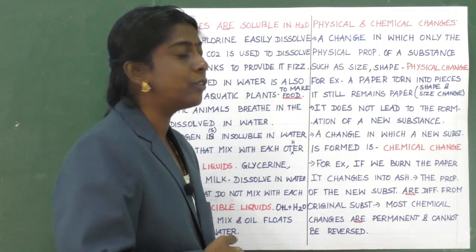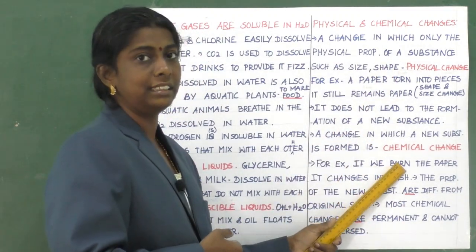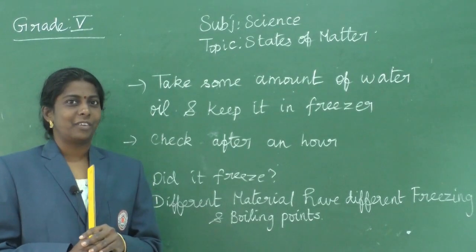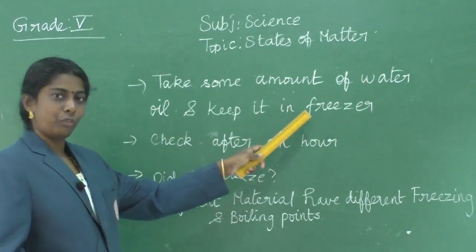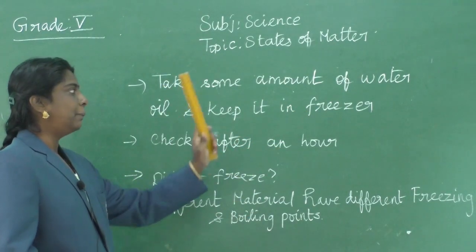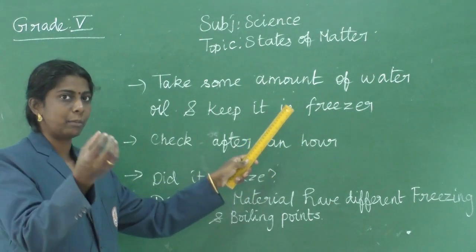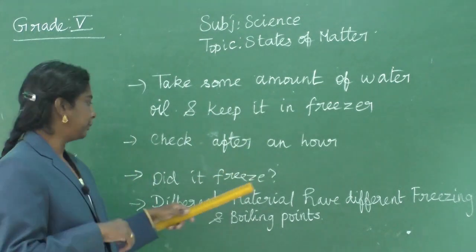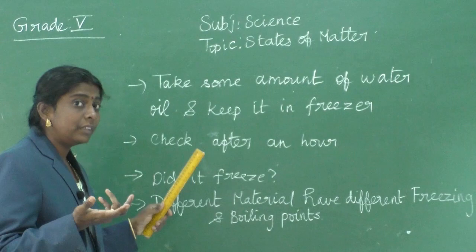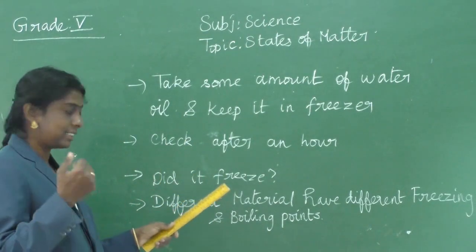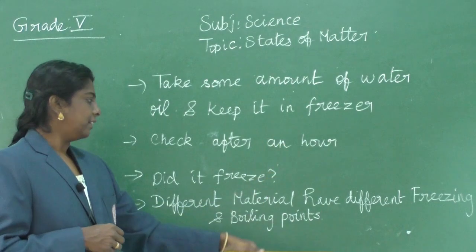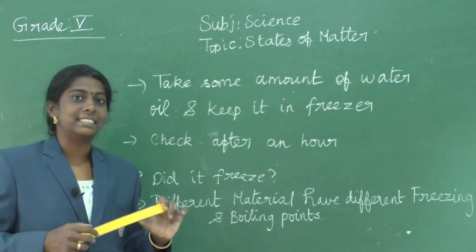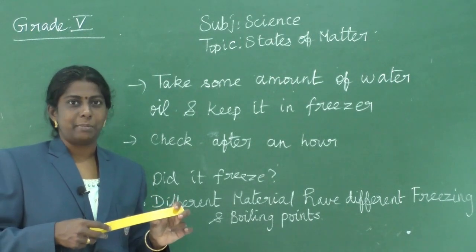Clear, children? So, this is about physical and chemical changes. Yes, children. Now, an activity for you all. What is that activity? Take some amount of water and some amount of oil and keep them in the freezer. Check after an hour. What will happen? Did it freeze? Different materials have different freezing and boiling points. You just do it and submit the report to your class email ID.